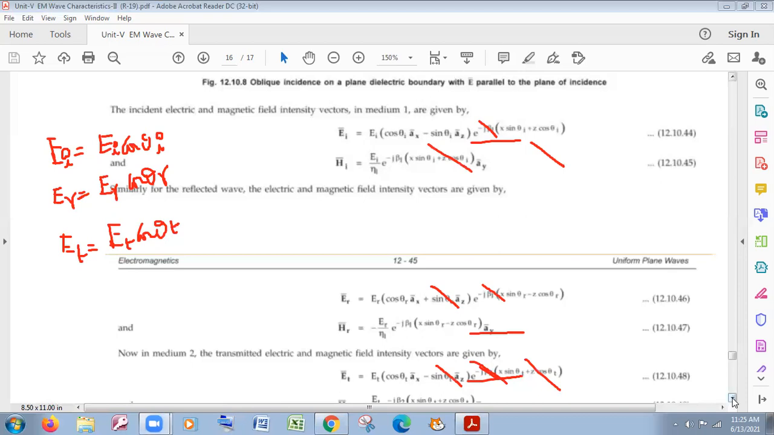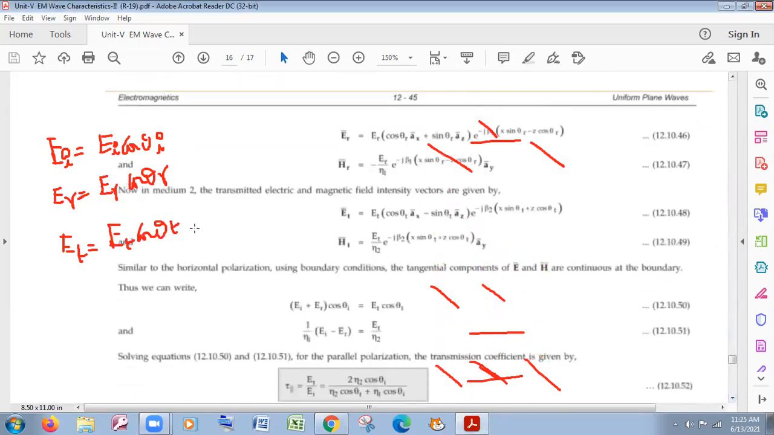Got it, my dear students? Now, adding the E1 bar and the E2 bar, E1 bar is equal to E2 bar. What is the E1 bar? The combination of EI plus ER bar is equal to E2 bar.